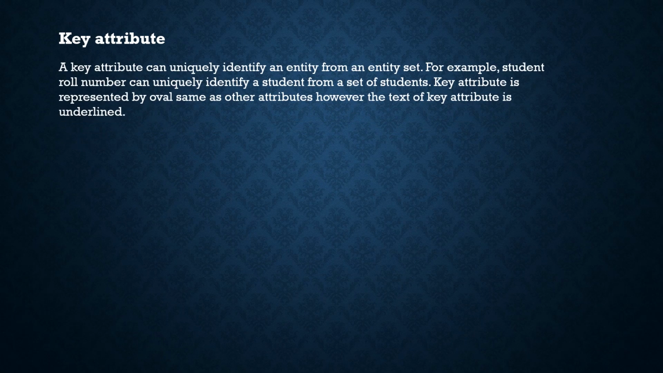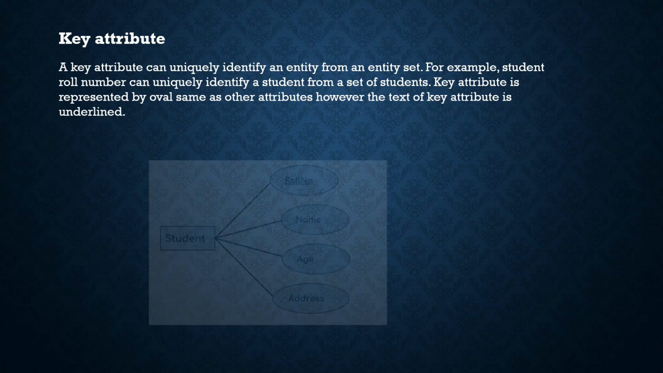So what do you mean by key attribute? A key attribute can uniquely identify an entity from an entity set. For example, student roll number can uniquely identify a student from the set of students, just like a primary key in any table. So it is called a key attribute. A key attribute is represented by an oval or ellipse, same as the other attributes. However, the text of the key attribute is underlined.